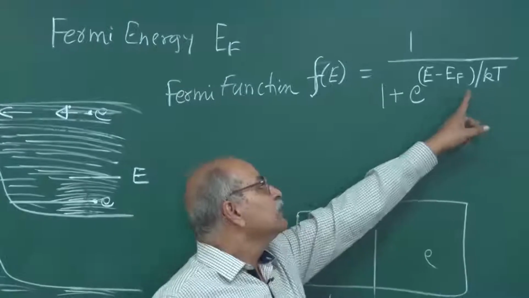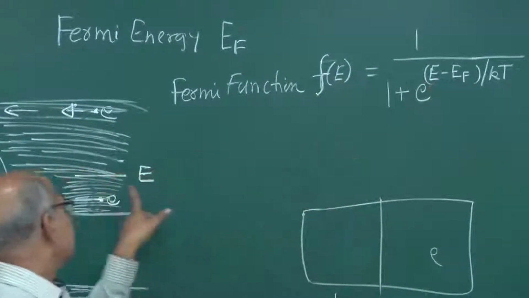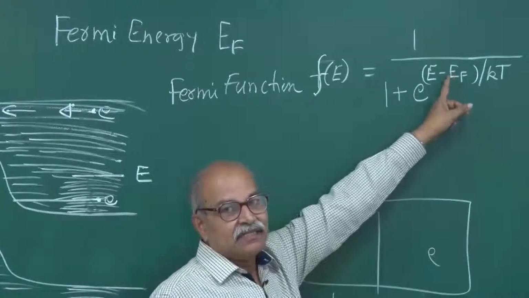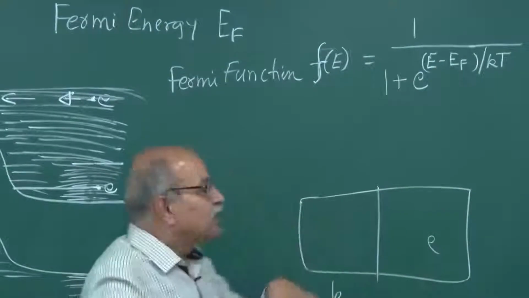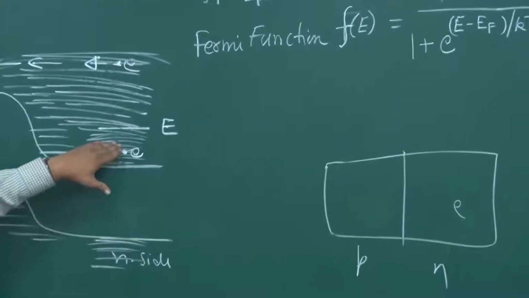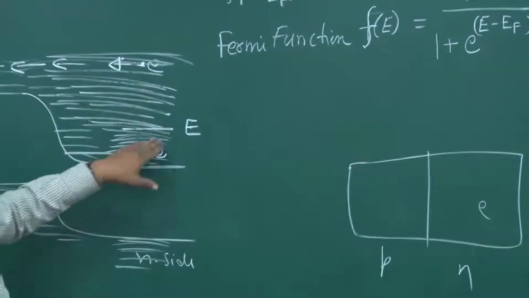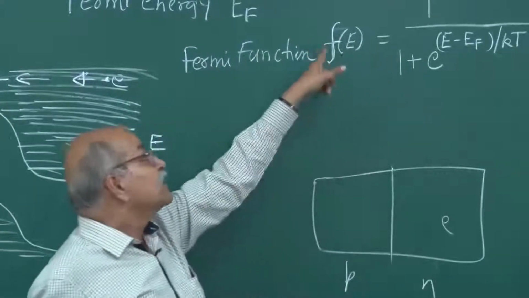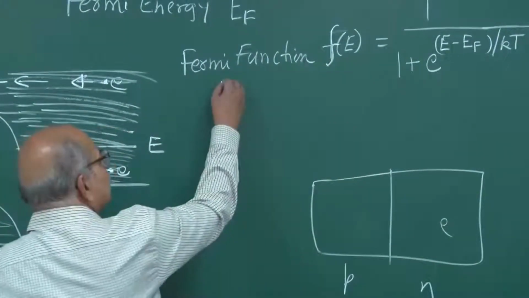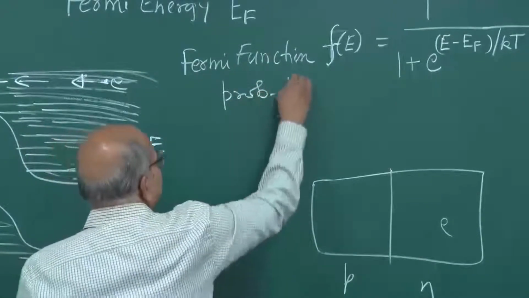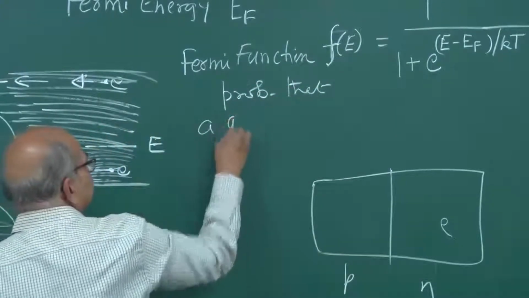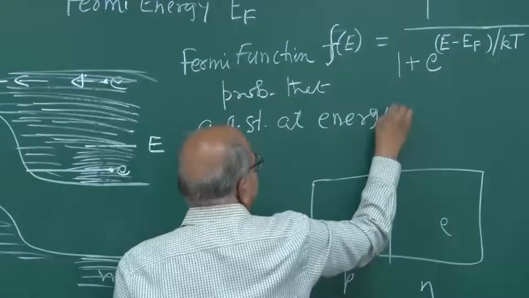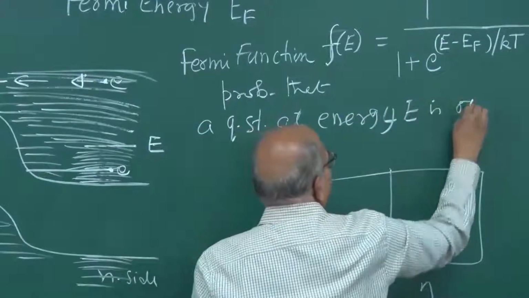It depends on temperature, and this is the energy at which I am asking about the quantum state, and this EF, the Fermi energy, is the parameter which you have to keep the same for all these quantum states and energies. So as a function of energy, with a fixed EF and at a fixed temperature, you can calculate the probability. So this Fermi function gives you the probability that a quantum state at energy E is occupied.